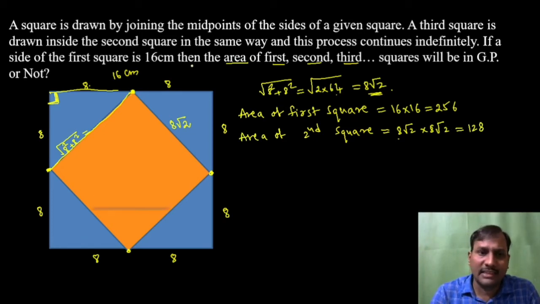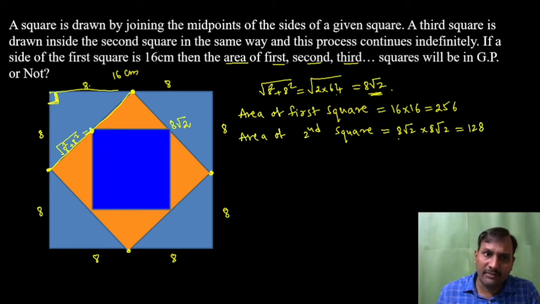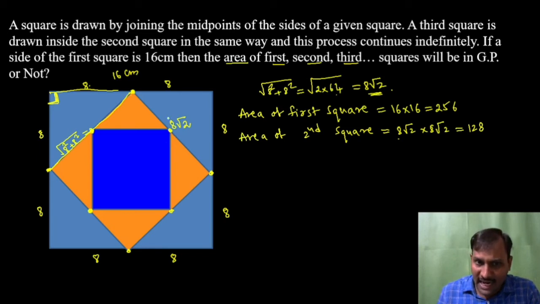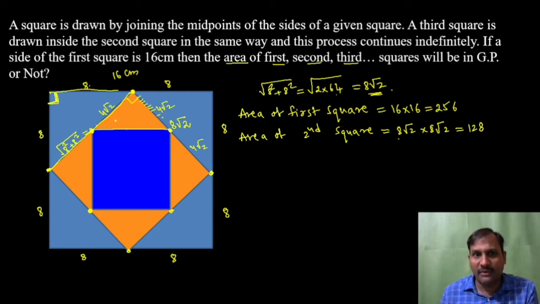Let us form the third square. So this is the midpoint of the second side of the second square. These are all the midpoints of the sides of the second square. Now when this is 8 root 2, half of this will be 4 root 2. Half of 8 root 2 is 4 root 2. So this will also be 4 root 2. This is 90 degrees clearly. Now we want to find the side of the third square, which is the hypotenuse of this triangle.